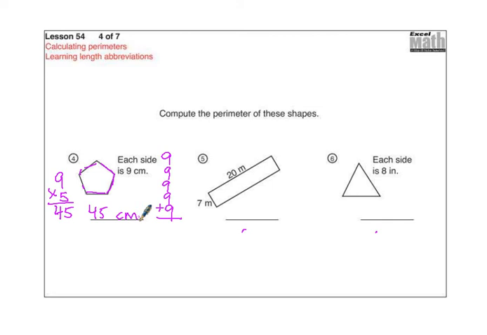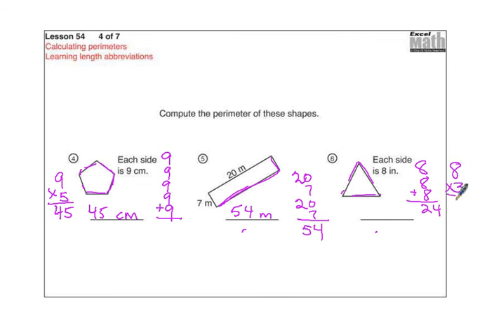Hopefully you got that. This next one, we add 20 plus 7, and then don't forget these 2 sides, 20 and 7 more. That's 27 plus 27, which is 54 meters. And this last shape is an equilateral triangle. Each side is 8 inches. Again, you can add 8 plus 8 plus 8, which is 24, or you can simply do 8 times 3, which gives you the same answer. 24 inches.